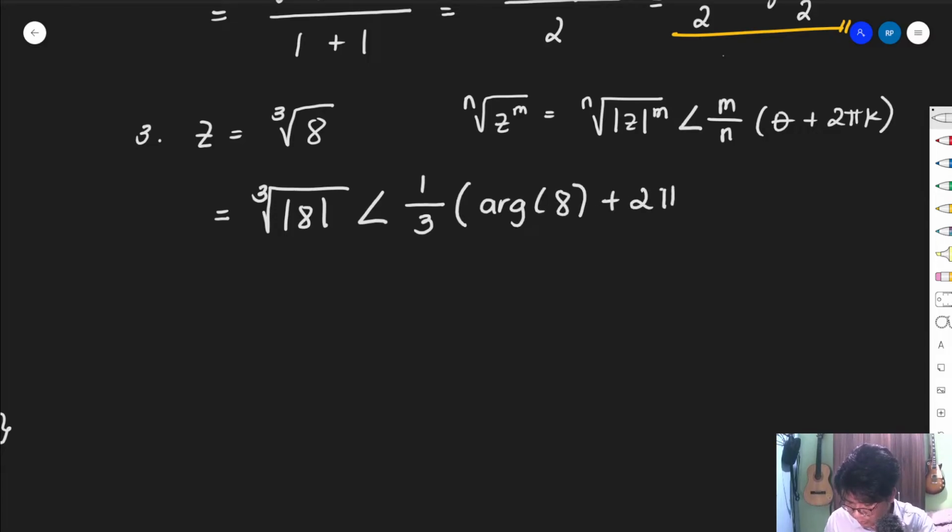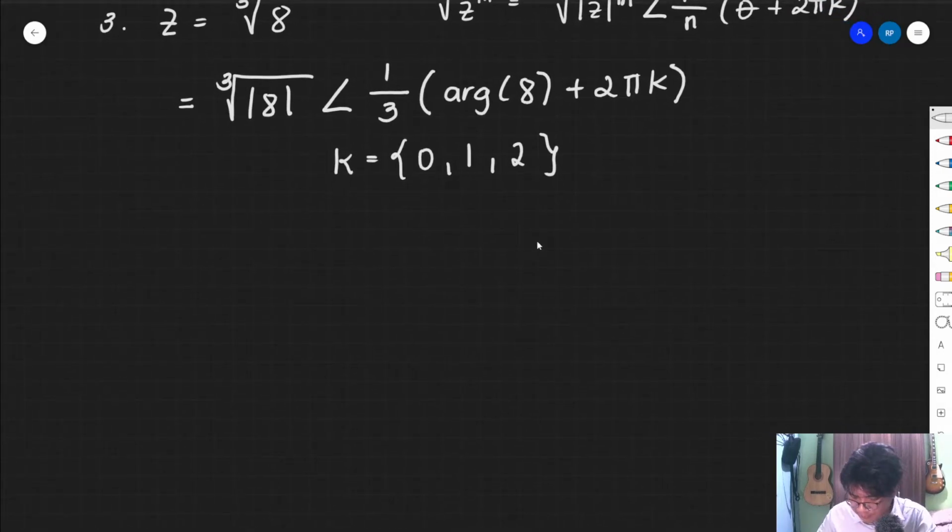plus 2 pi k. Okay, and we know the value of k is 0, 1, then 3 minus 1 is 2. So, we stop at 2. So, these three. Okay? So, game, let's evaluate. So, we have z sub 0. What if k is equal to 0? Let's use our calculator, of course.